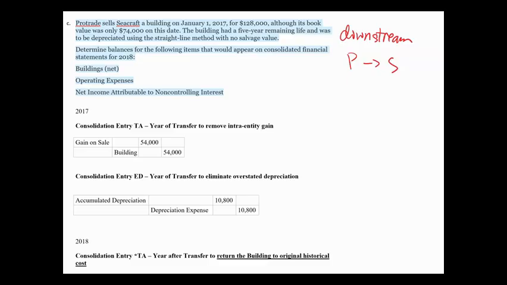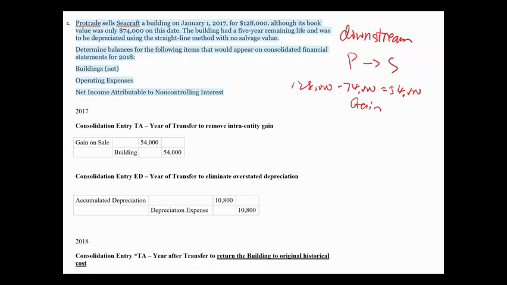Why we have these two accounts here, let's have a look at this transaction. Portrait sells C Craft the building, and the selling price is 128,000 and book value is 74,000. So in this transaction, there's a 54,000 gain for Portrait, and on the book, Portrait is going to credit the gain on the sale.